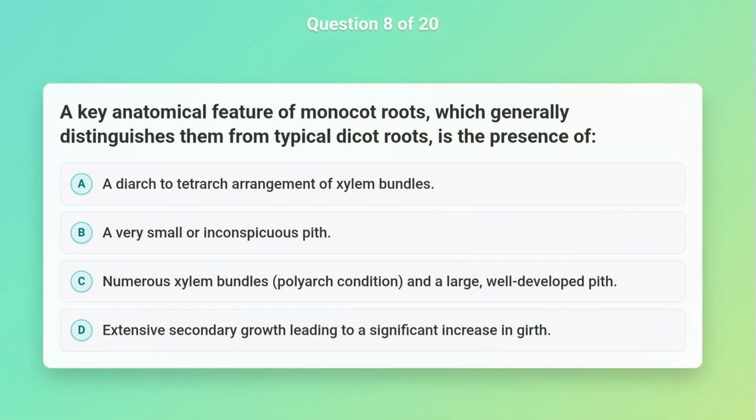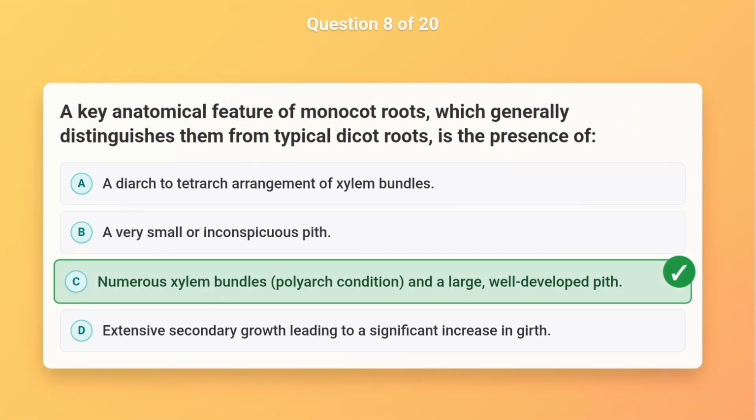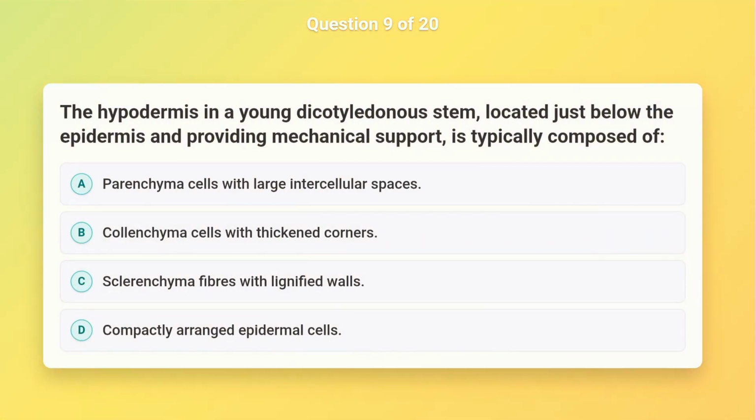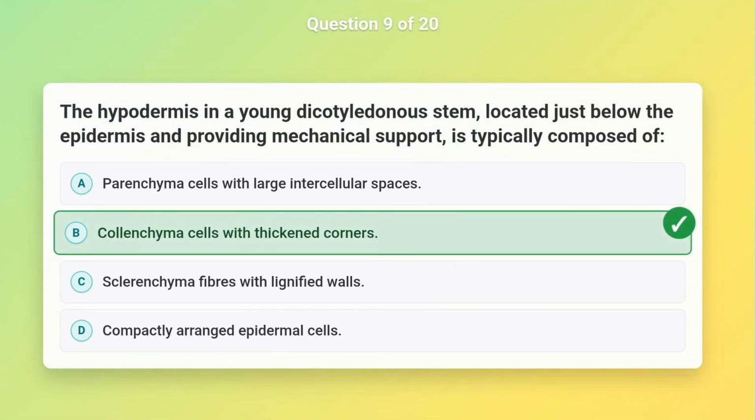A key anatomical feature of monocot roots, which generally distinguishes them from typical dicot roots, is the presence of numerous xylem bundles, polyarch condition, and a large, well-developed pith. The hypodermis in a young dicotyledonous stem, located just below the epidermis and providing mechanical support, is typically composed of parenchyma cells with thickened corners.